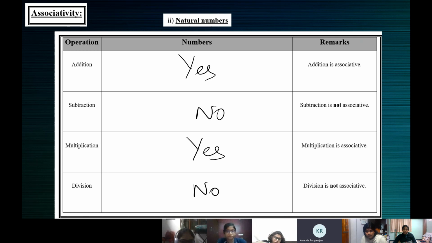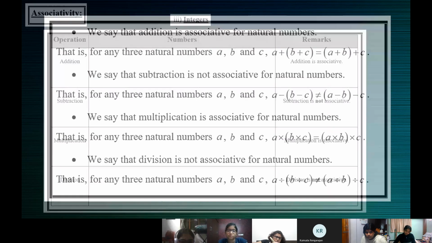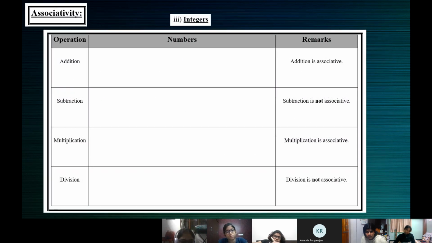Three natural numbers grouped in different ways. The same thing holds for integers, because we'll be checking the properties. When we get into the exercise and check the properties, you will see how to calculate. So now we have understood what associativity means.